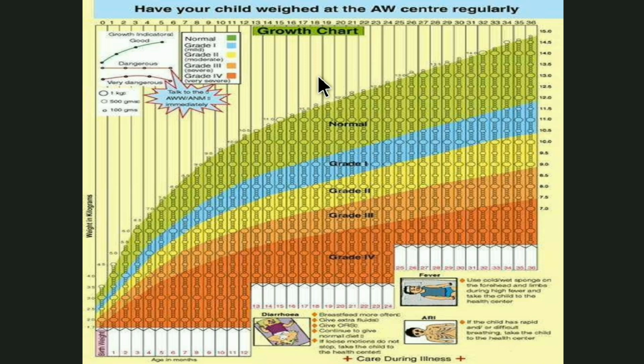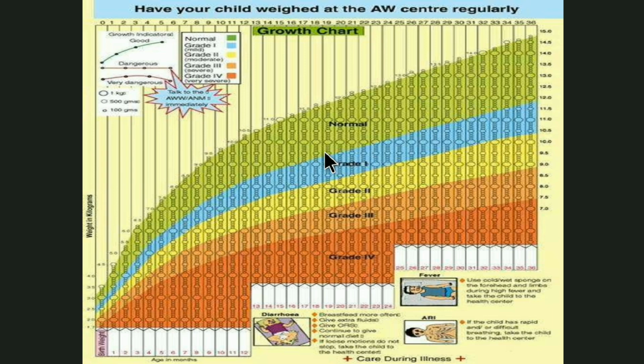Now there is another growth chart that was designed by WHO. This is a more detailed growth chart. Here there are some specific things mentioned, like the grade of growth delay. There are 4 grades of growth delay. The first, green one is the normal one. If the child's growth falls into the green zone, that means the child is growing normally.